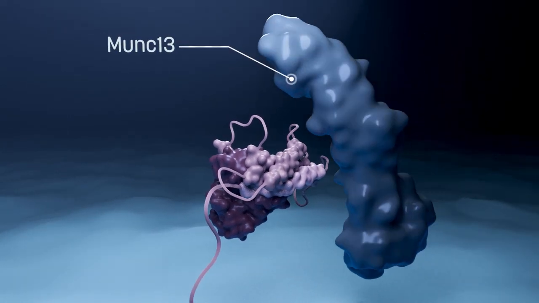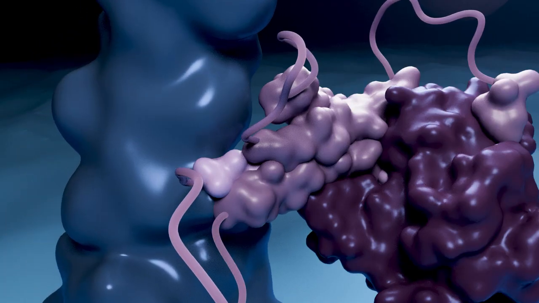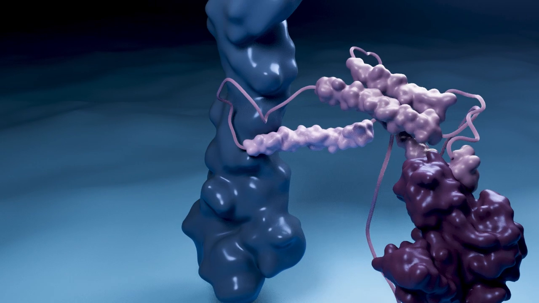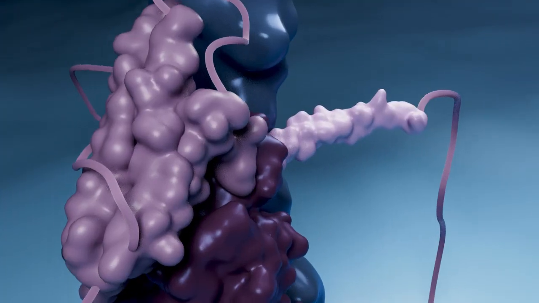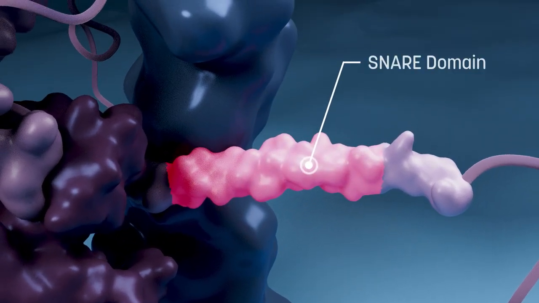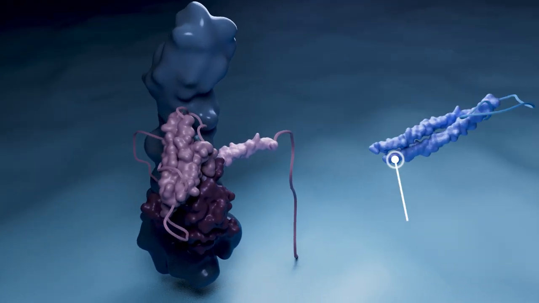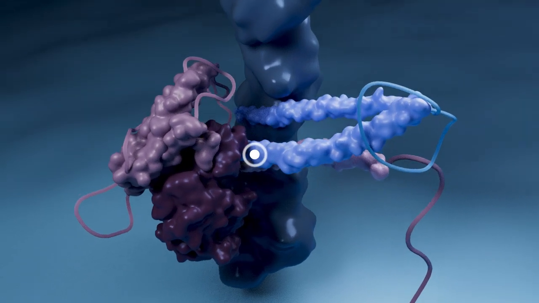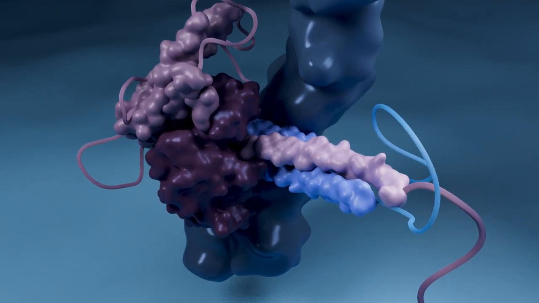When MUNC13 enters and associates with syntaxin 1, it causes a conformational change that will expose a region on syntaxin 1 called the SNARE domain, which is key for binding the other proteins involved in membrane fusion. Soluble SNAP25 can then bind to the exposed SNARE domain and form a partial SNARE complex with syntaxin 1.